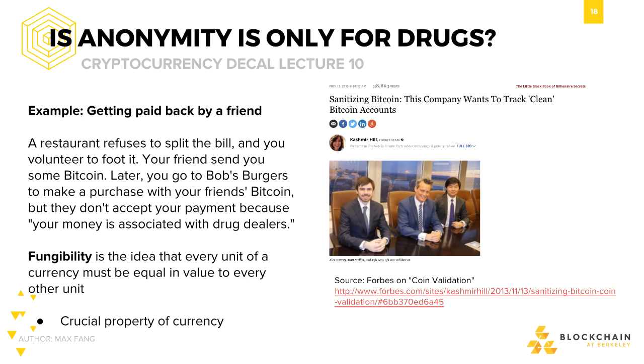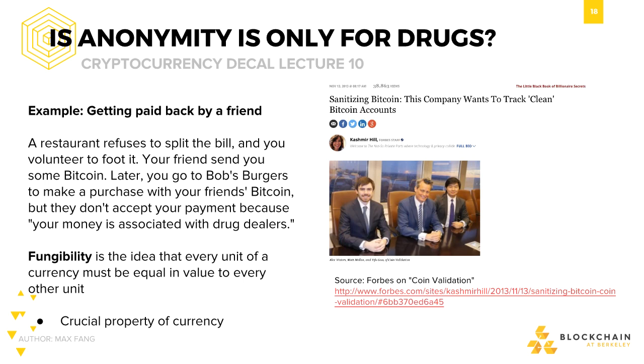Another example is just getting paid back by a friend. Say you're at a restaurant and they refuse to split the bill. So you're like, ah, it's okay, I got it. I'll pay the bill and then your friend is going to pay you their portion of the bill. And then later on, when you go to Bob's Burgers to try to make a purchase with your friend's Bitcoin, they don't accept your Bitcoin. That's because they did some analysis and they see, wow, your Bitcoin is associated with illegal things. It's dirty money. We don't want to accept your money.